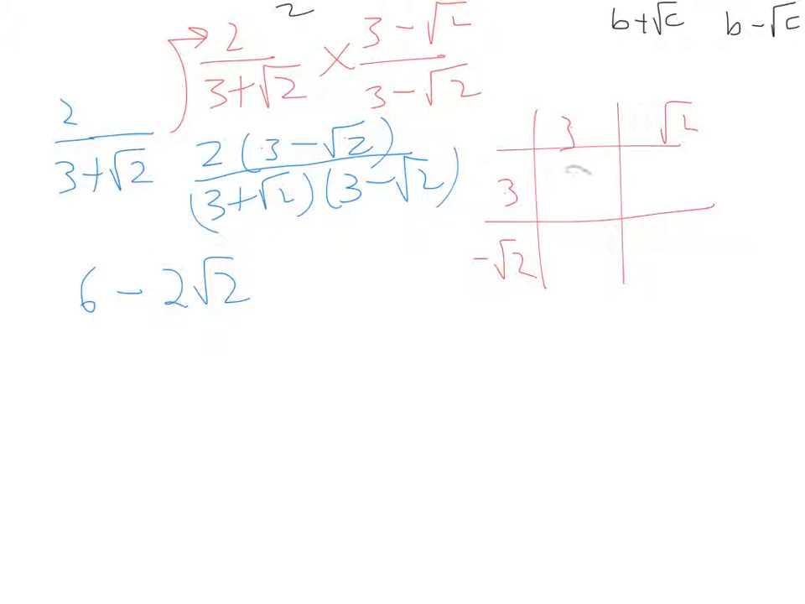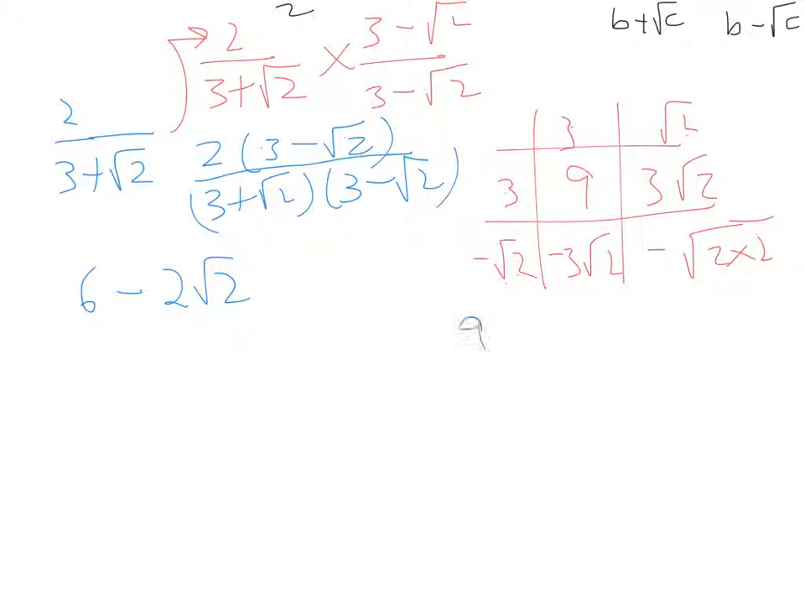So 3 times 3 is 9. 3 times root 2 is 3 root 2. 3 times negative root 2 is negative 3 root 2. And then negative root 2 times root 2, we get negative root 2 times 2. From there, we collect like terms, simplify, and do everything else we need to do.